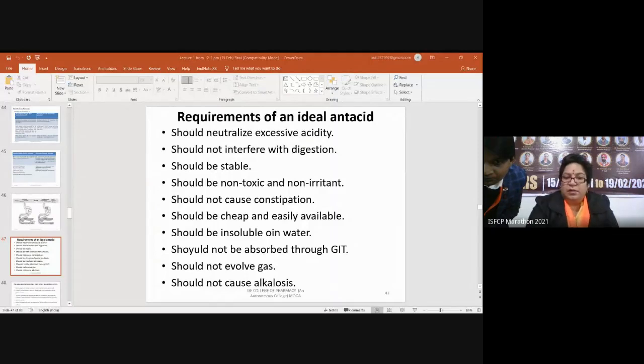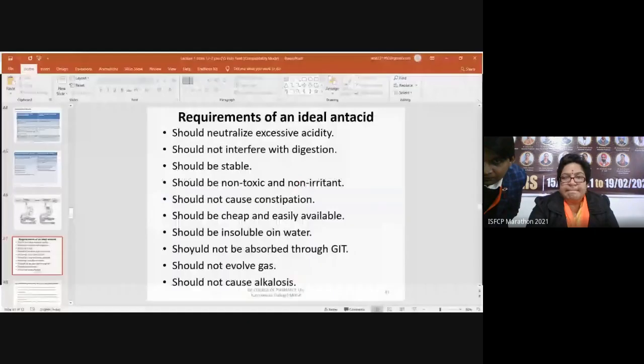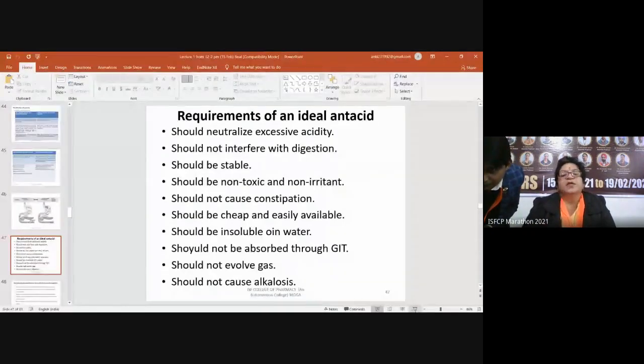Then the next point is, it should be cheap and easily available. Price is also an important factor that you have to take it, and it should be easily available. It should be insoluble in water. It should not be absorbed through GIT. Absorption नहीं होना चाहिए GIT के through, otherwise systemic में चला जाएगा.